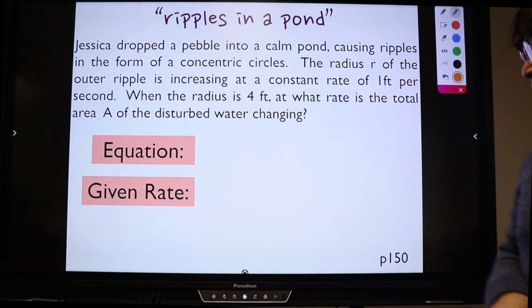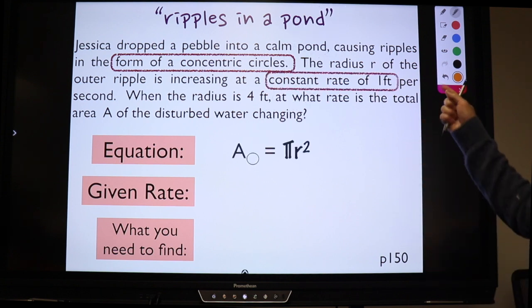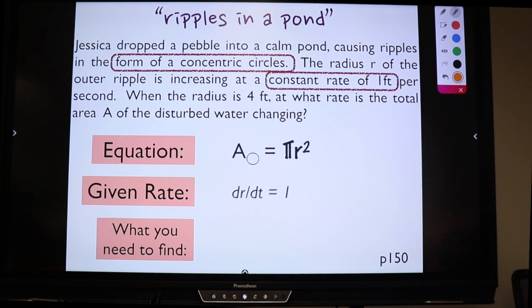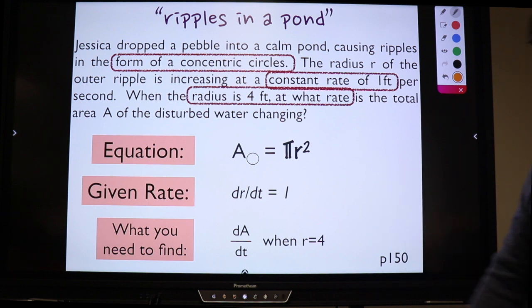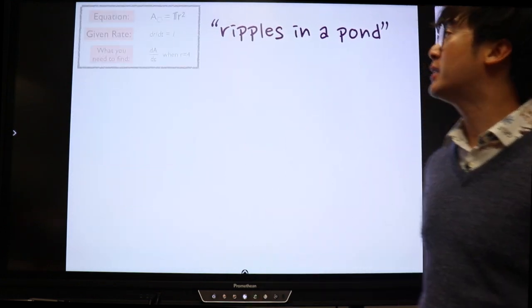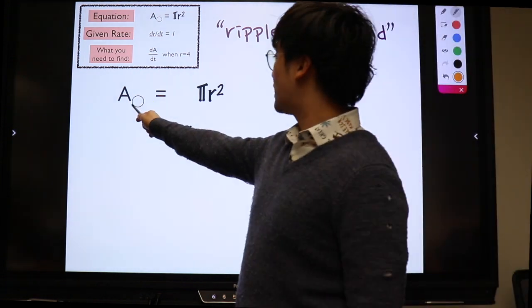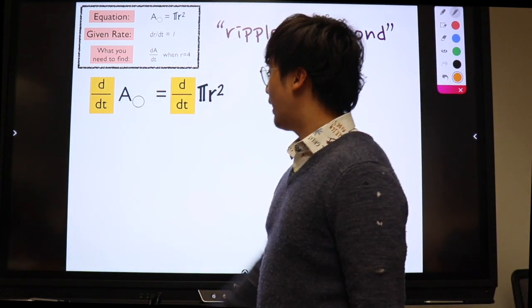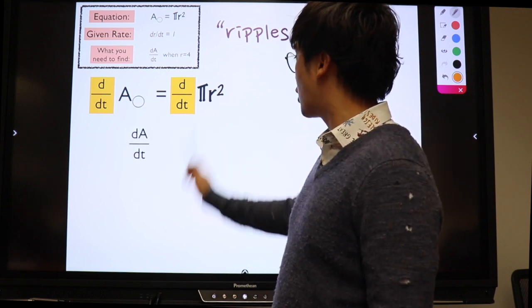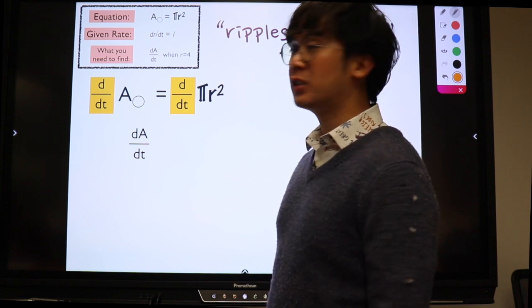So the equation is the area of the circle, and the given rate is 1 per second, and what we need to find, which is the total area of the disturbed water changing when r is equal to 4. So it's going to be dA over dt. So once you have organized everything, you need to do calculus, because now you can take the derivative of the equation with respect to time. d/dt of A, d/dt of pi r squared is simply dA over dt, and this one is going to be pi d/dt of r squared, which is 2r squared, right?